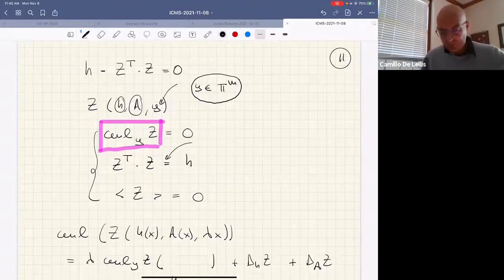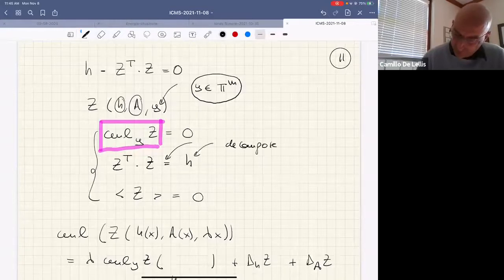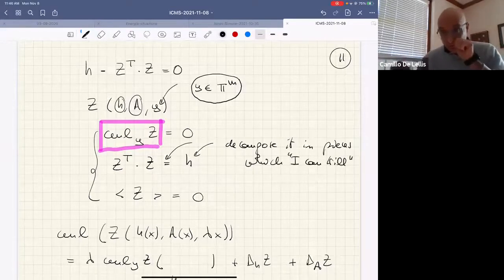in which I first add a perturbation that reduces H in a certain direction. Then I can add a second perturbation which reduces H in some other direction, and so on. So before doing this, I can decompose H in pieces which I can solve, or in pieces which I can kill, and then add the perturbations serially.